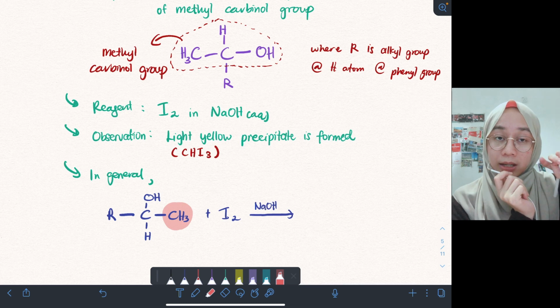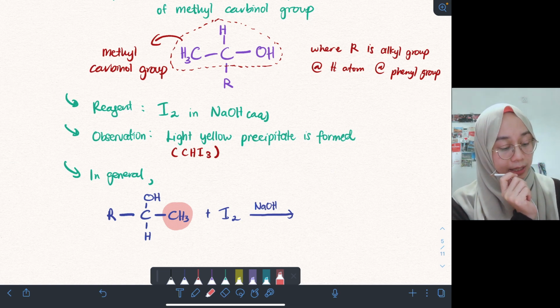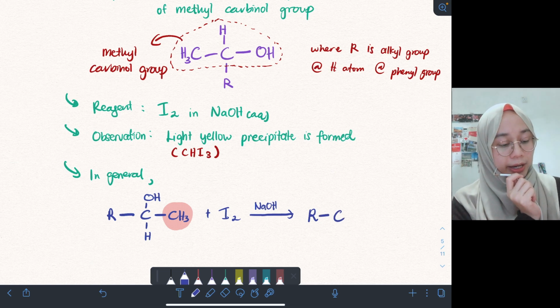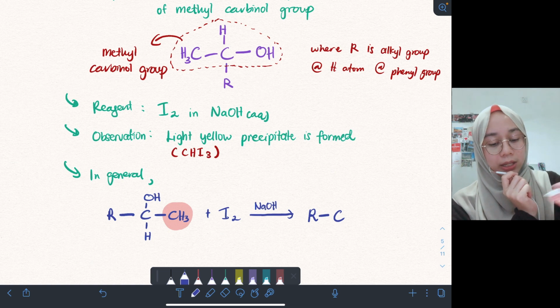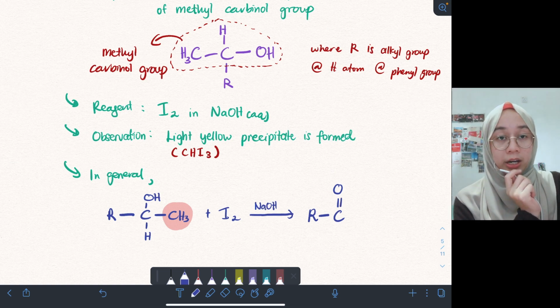Remember where? So the H must be removed from the hydroxyl group and also from the carbonyl carbon. Jadi yang tinggal sekarang adalah apa? Okay, so R masih ada lah. R kat situ masih ada. And then since H yang dekat carbonyl carbon tu hilang sebab oxidation kan, so yang tinggal adalah dengan O ni sahaja. And then apa yang form antara C dengan O? There is double bond. Okay.